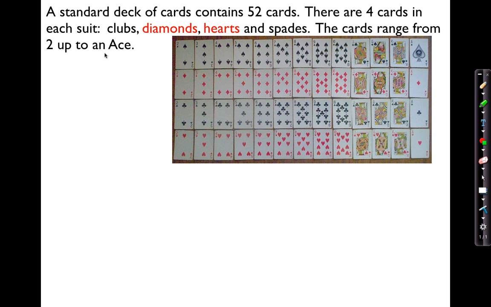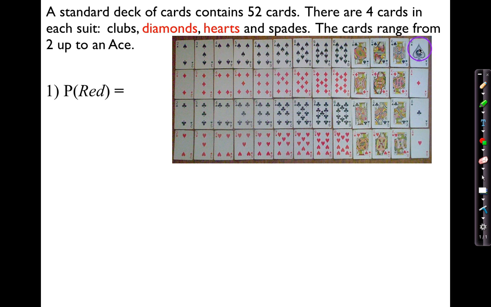Okay, so now moving on. It says, a standard deck of cards contains 52 cards. There are 4 cards in each suit. Clubs, which looks like this. Diamonds, which looks like this. Hearts, which looks like this. And then spades, which looks like this. The cards are ranged from 2 up to an ace. So here, from 2 all the way to an ace.